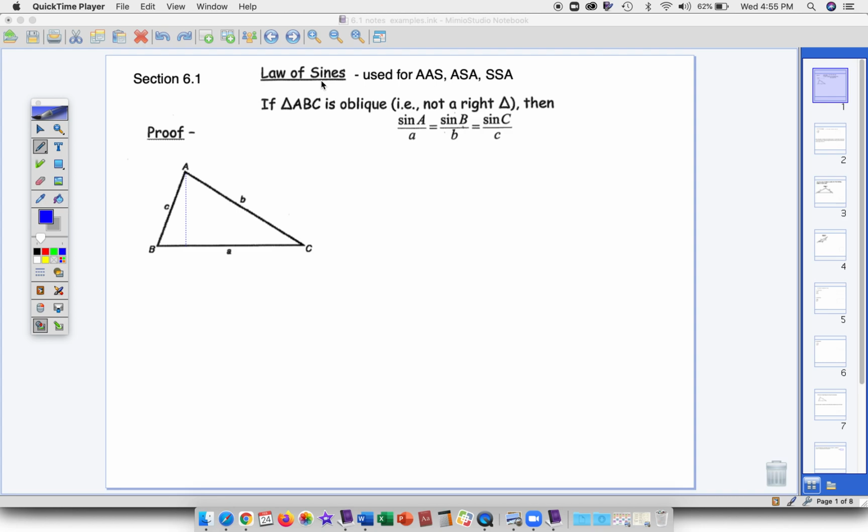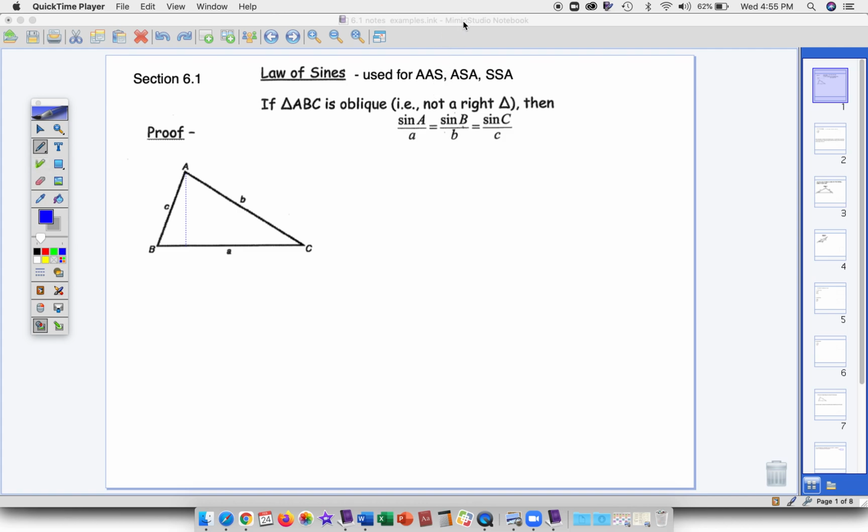Now, some of you may have learned about the law of sines in geometry, so this may be review for you, but I am going to treat it as though you're learning it for the first time. So the law of sines allows us to solve triangles that are oblique, meaning they are not right triangles. If you remember from geometry, you had methods of proving triangles congruent, right?